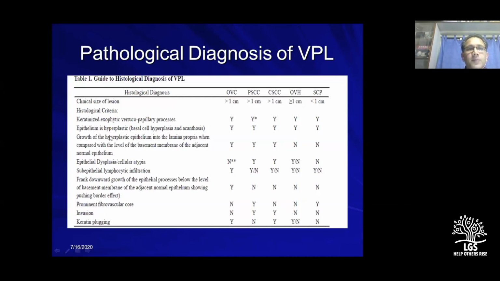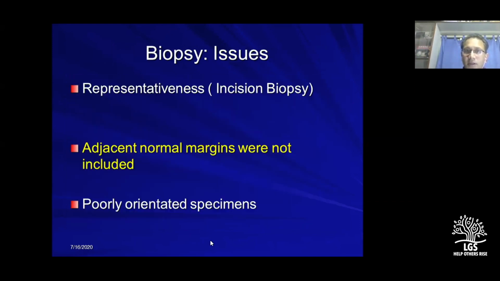And the third aspect is very important. There is a growth of hyperplastic epithelium into lamina propria when compared to the adjacent normal epithelium. So a diagnosis of oral verrucous hyperplasia is made by comparing it with the adjacent normal epithelium. So what it means for us is that when you take a biopsy for the lesions, to differentiate them between oral verrucous hyperplasia or verrucous carcinomas, you must include a little bit of the adjacent normal as well.